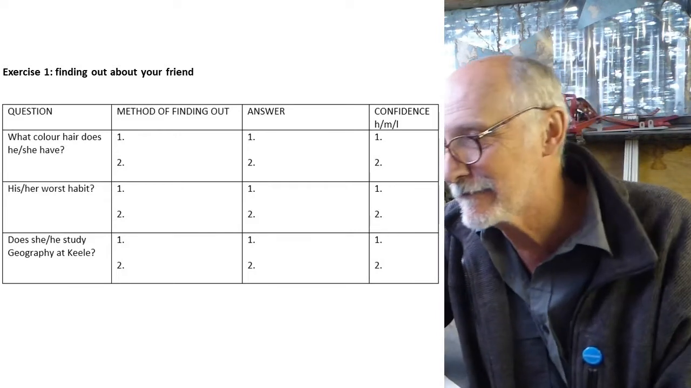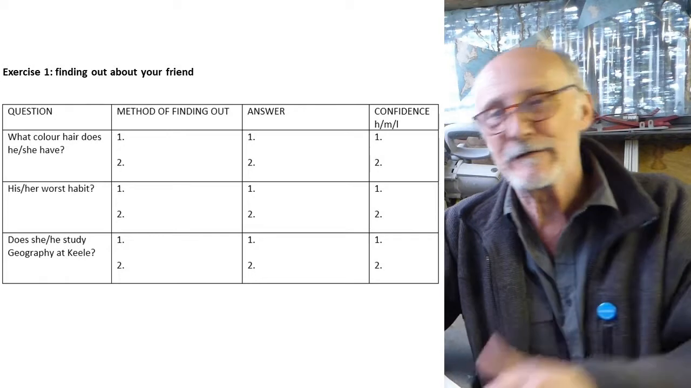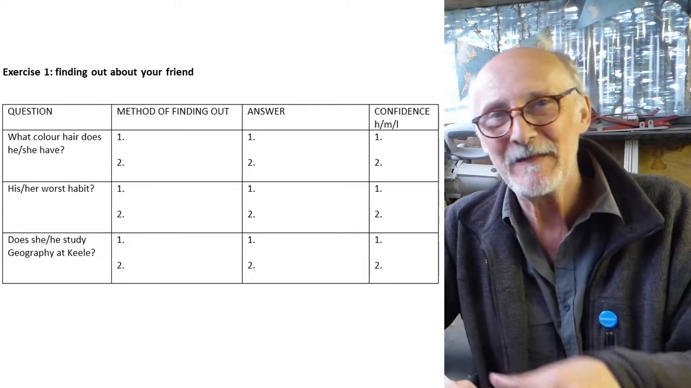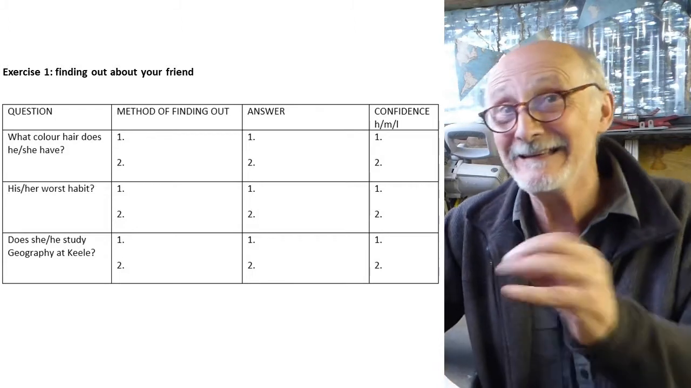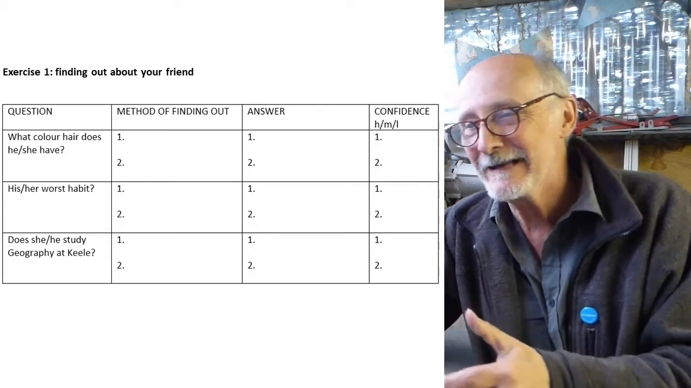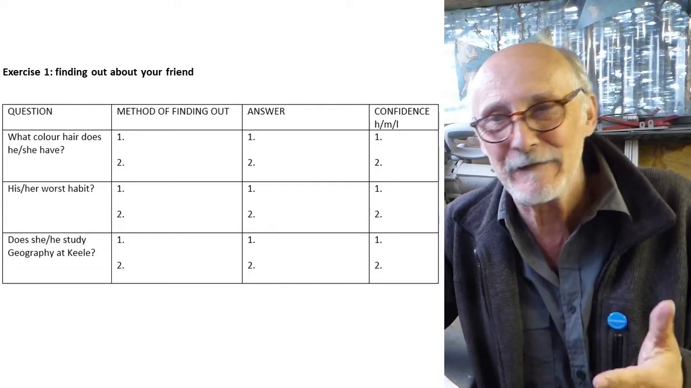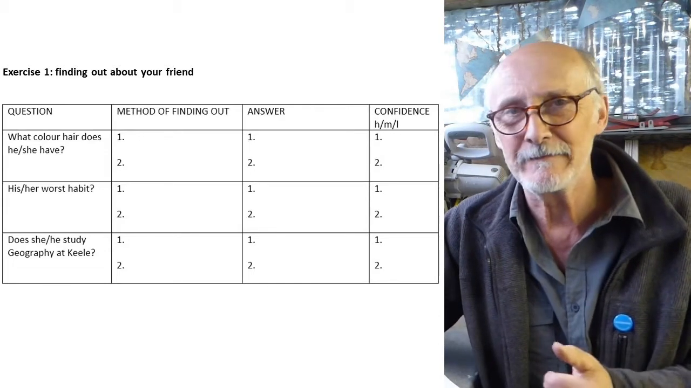So the next one, does the person study at Keele? Well, you ask them, they say yes, and you think, well, that's fair enough. But they might be lying. They might be the secret shopper. They might be a government inspector pretending to be a student, but they're not really. Or they might actually have been thrown out of Keele, but they're sneaking back into lectures or something. You just don't know. So asking them isn't very reliable.